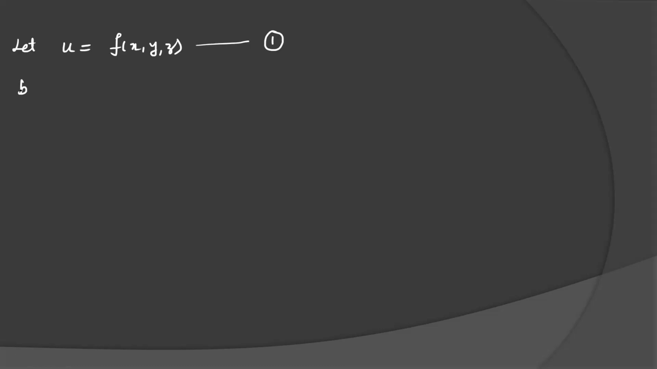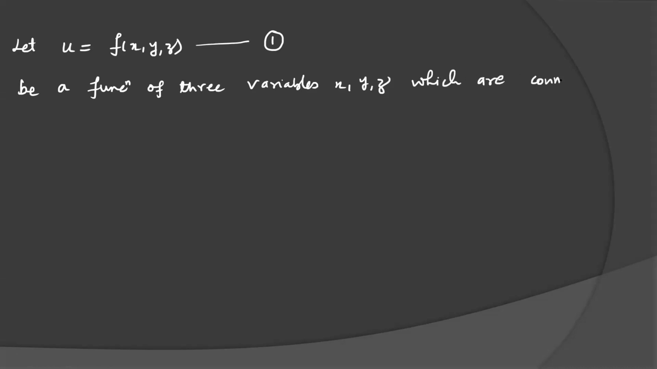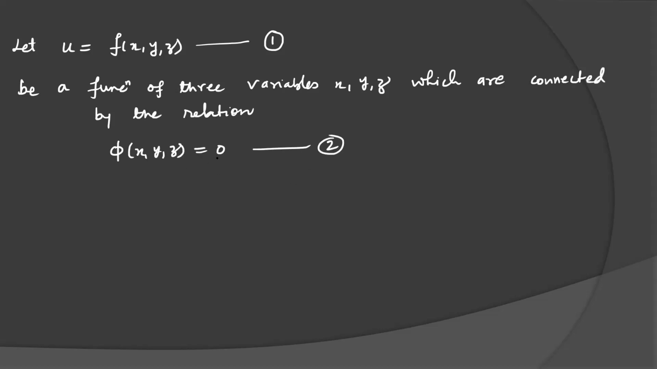Equation 1: u is a function of three variables x, y, z, which are connected by the relation between x, y, z given as phi(x, y, z) equal to 0. Equation number 2. If a constant term is there, then we can take it to the left-hand side.